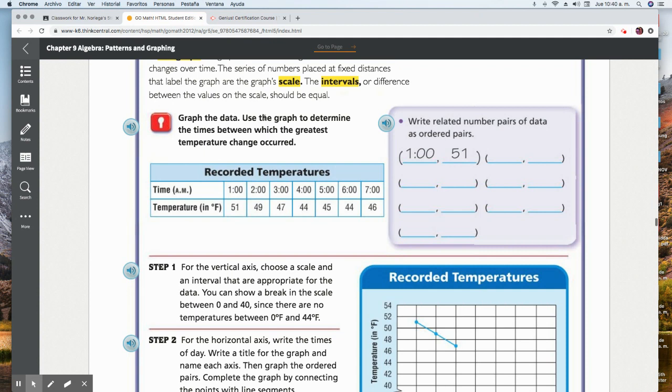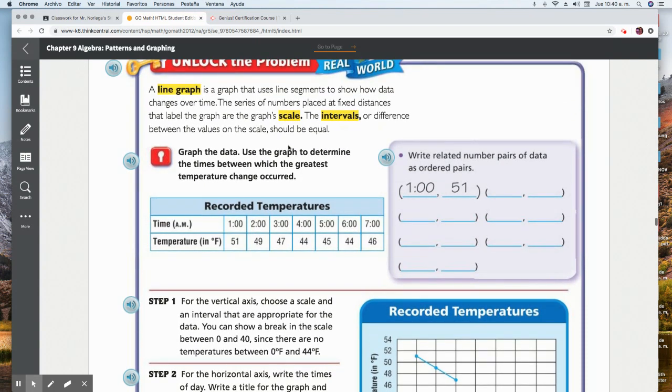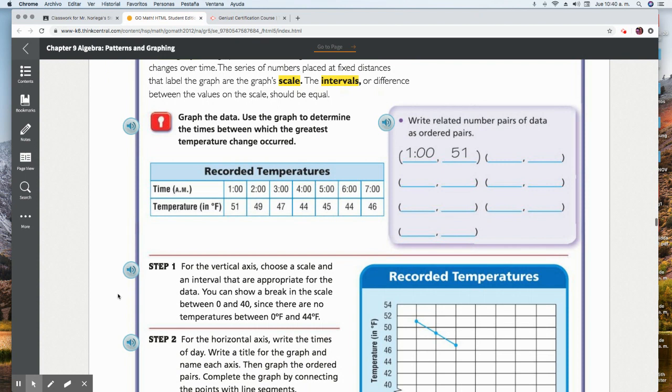Graph the data. Use the graph to determine the times between which the greatest temperature change occurred. Recorded Temperatures is the title of the table that we're going to use to create our ordered pairs. Time will be our x-axis and temperature will be our y-axis. That means the time is the first number in our ordered pair, and the temperature is the second number.